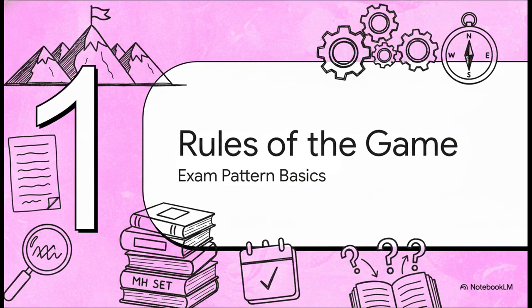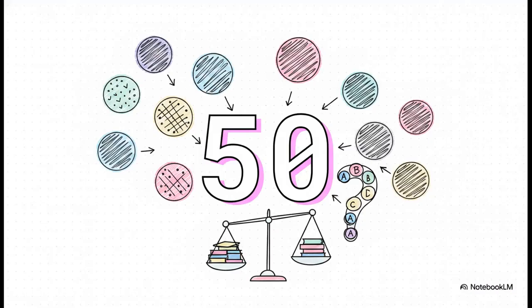Okay, starting with Section 1, the rules of the game, exam pattern basics. So the magic number here is 50. You are going to face exactly 50 compulsory multiple-choice questions on this paper. And here's the kicker, they aren't just pulled from one or two of your favorite subjects. They are spread across all 10 units of the syllabus. So yeah, you really can't just ignore entire sections. Every single unit plays a part in hitting that 50-question total.